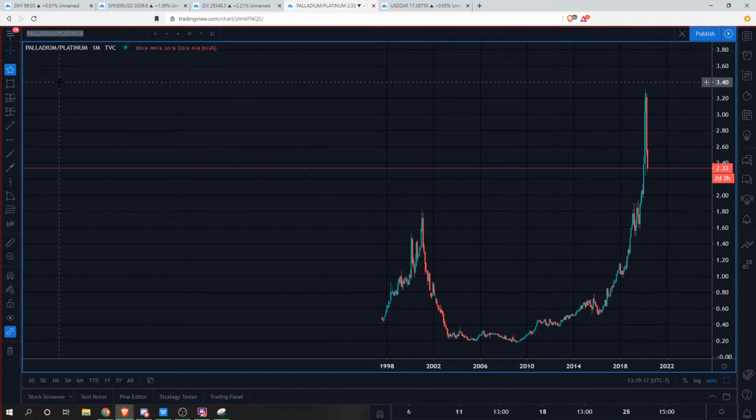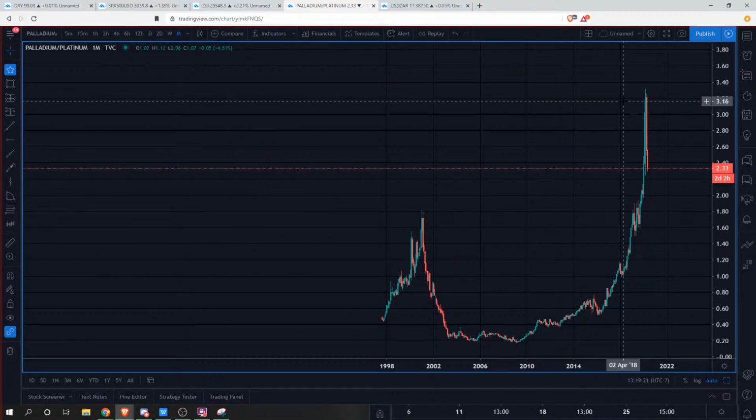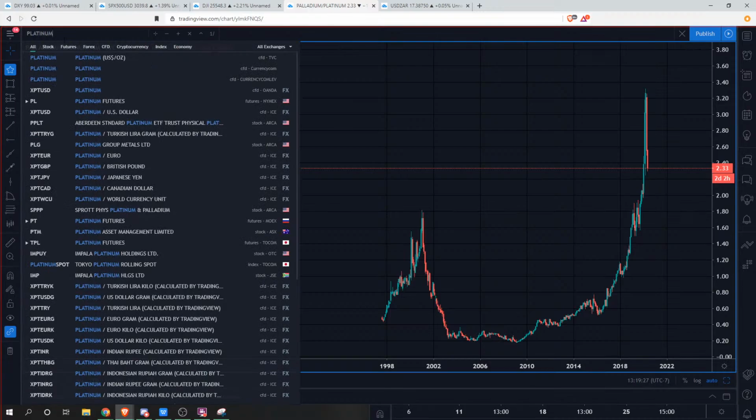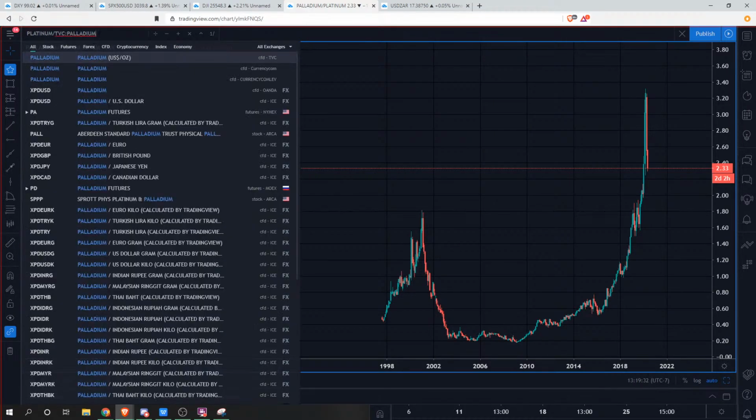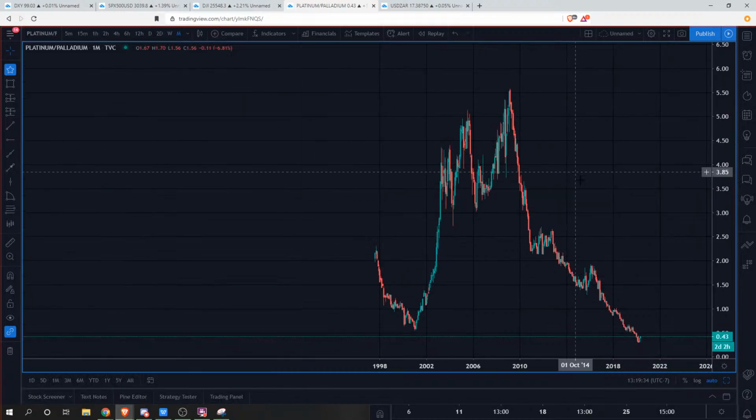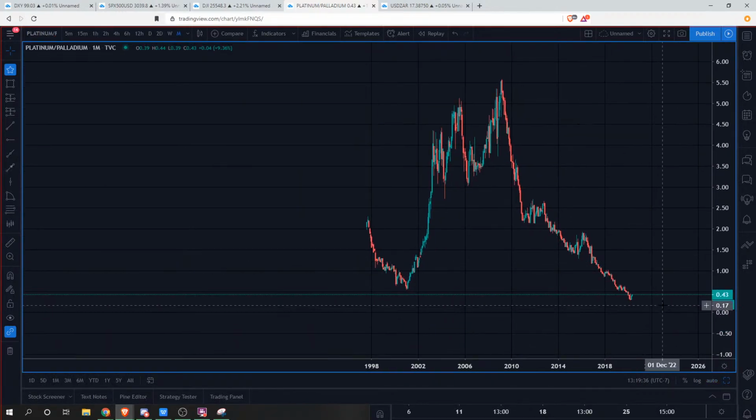So this is palladium compared to platinum, where if it's going up, it's stronger for palladium and weaker for platinum. But let's flip this around. Let's do platinum versus palladium. So if we go like this, it's basically going to be almost at zero. It's at 0.43, and it can't go to zero. It's impossible to go to zero.